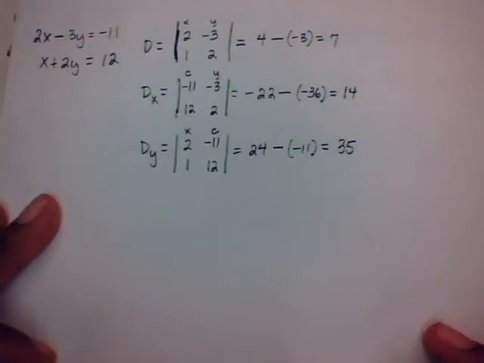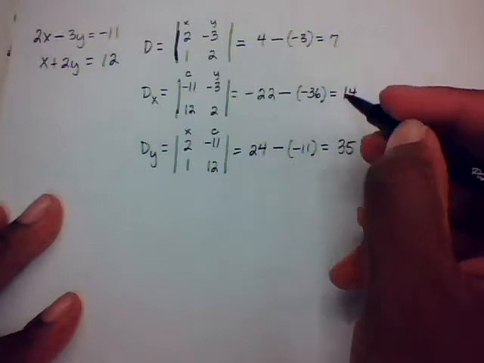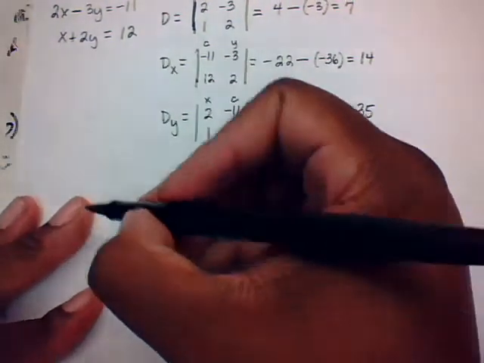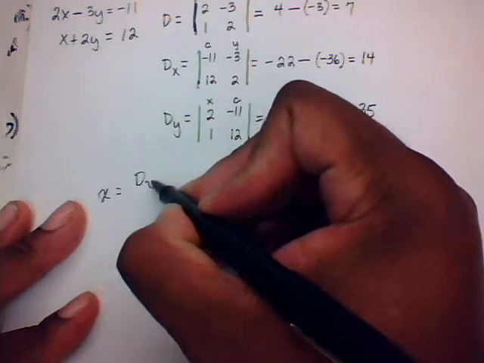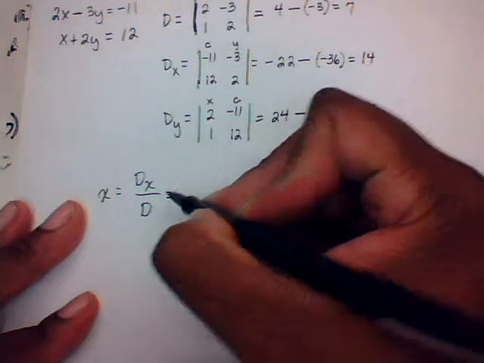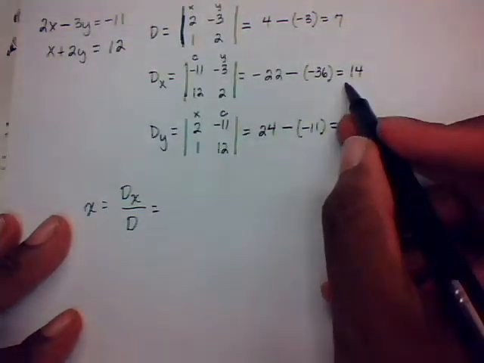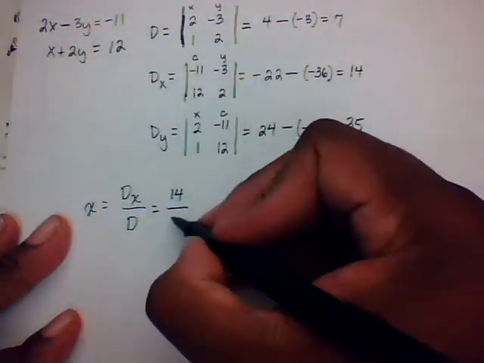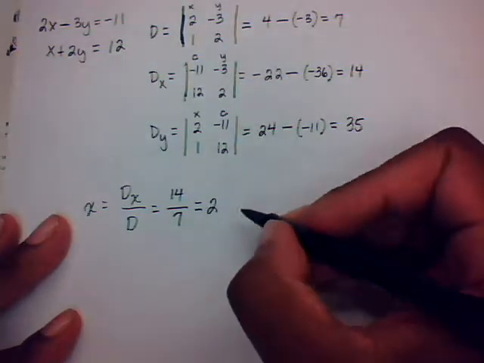Okay. So now, using d sub x and d sub y, I can find out what x is. In this case, x is going to be the determinant of x divided by the determinant, which is d. In this case, d sub x, that's 14, divided by d, which is 7. So 14 divided by 7 is 2.